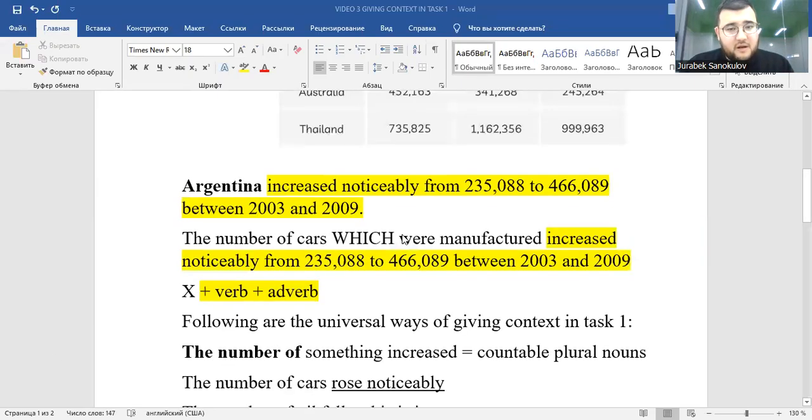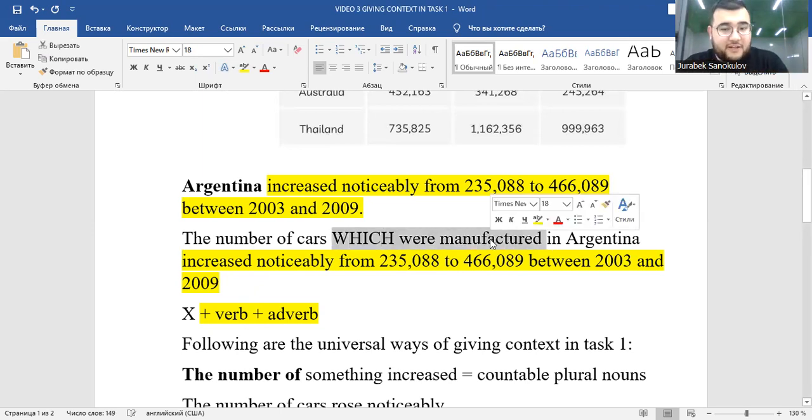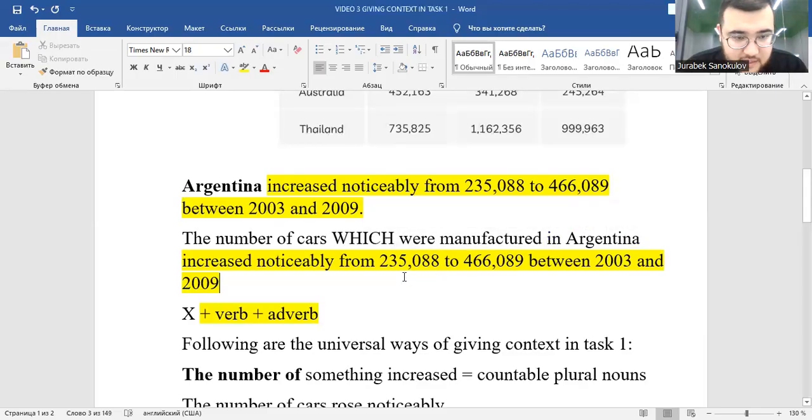So, here the number of cars. Which cars? Cars which were manufactured in where? Argentina. Increased noticeably from X to Y. Now that makes sense. I used which were manufactured because that's a passive tense. Cars did not manufacture themselves; they should be done by someone else. So that's why I said cars which were manufactured. Okay, so it's important to be able to give context this way.